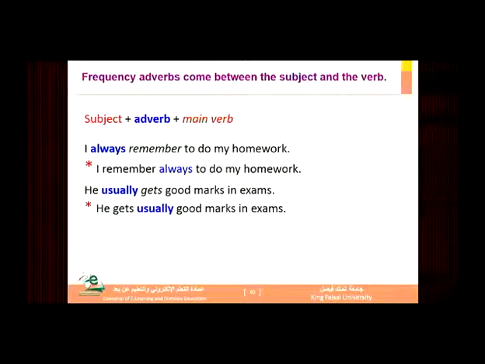He usually gets good marks in the exams. So again, the adverb comes before the verb gets. The sentence will not be acceptable if we say he gets usually good marks in the exam, whereas you can see in this example, he gets usually good marks in the exam, the adverb comes after the verb, and we said it has to come before the verb.